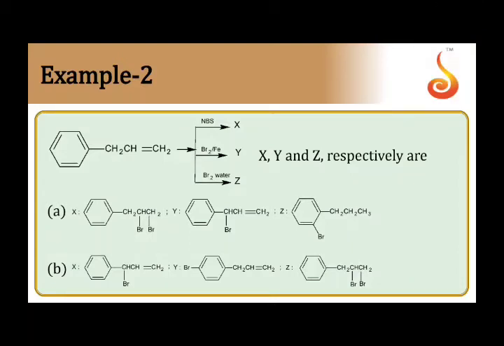This compound, a few reactions are carried out, and what are the products? X, Y and Z. The first reaction is using NBS. NBS is used whenever we need to carry out allylic or benzylic bromination.